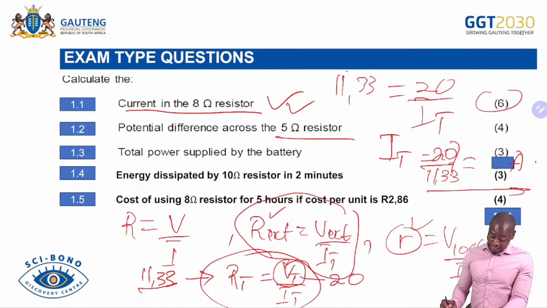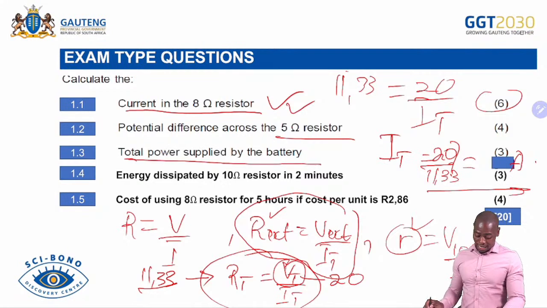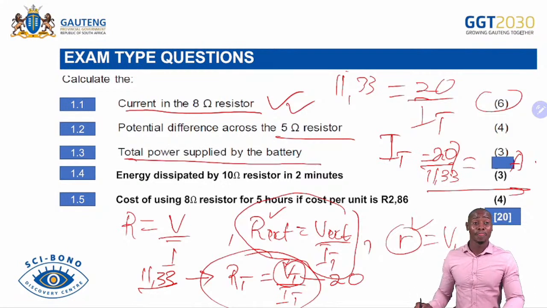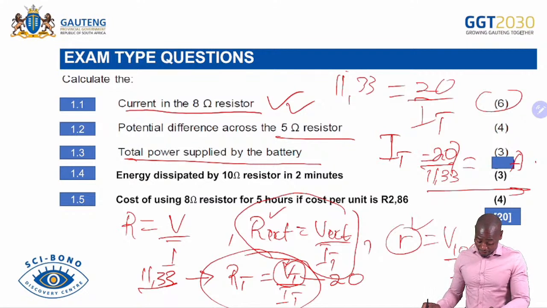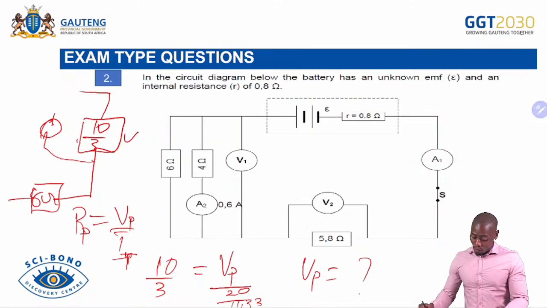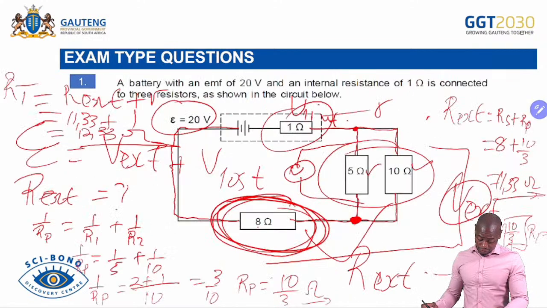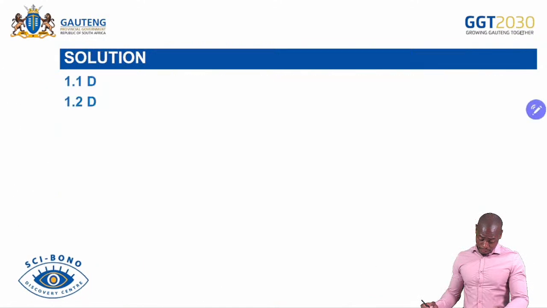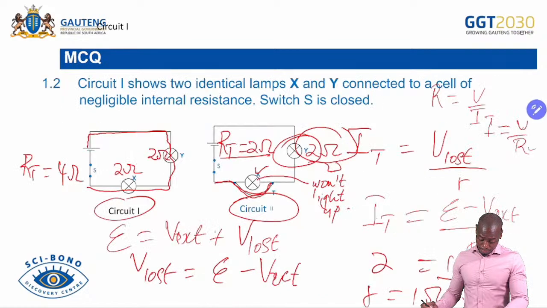Then you'll get that. Then they want you to calculate the total power supplied by the battery. So the total power supplied by the battery, there are equations, right, that you can use. So for the battery, what are we having for that battery? Let's use the formula sheet. We are using the formula sheet, right?